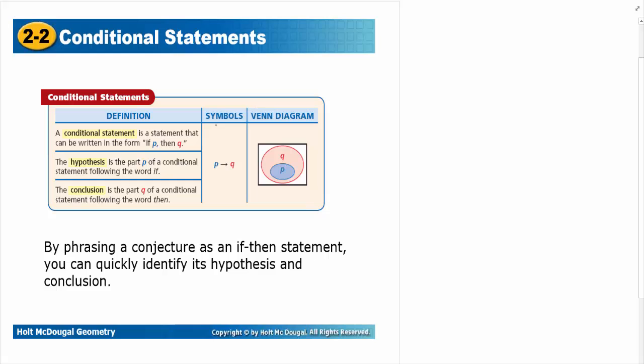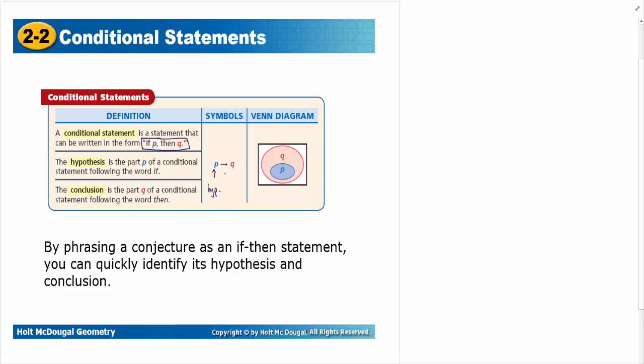Okay, so to get started here, we have some of our basic statements about conditional statements. A conditional statement, again, is a statement that can be written in the form if P, then Q. So if this thing happens, then I can say that this next thing will happen. There are two parts to that statement. You have the hypothesis, which is the first part. And that's when you say if the following happens.